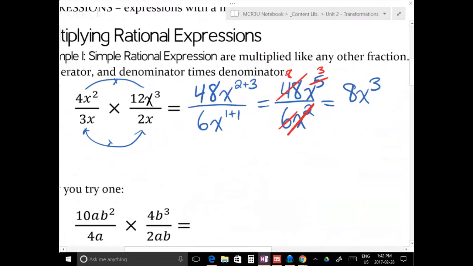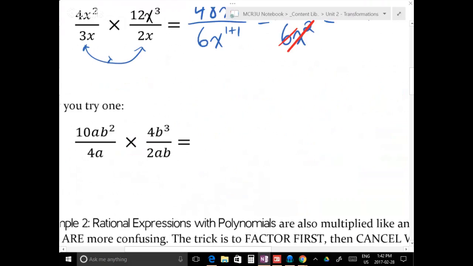All right, I'd like you to try the example down below. This one has a's and b's, so deal with the letters one at a time. So let's press the arrow.